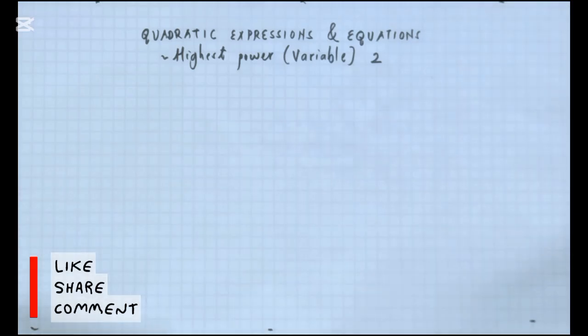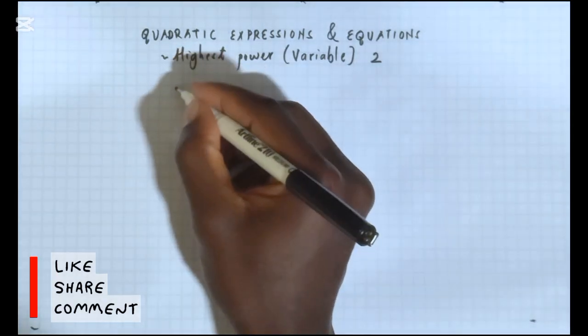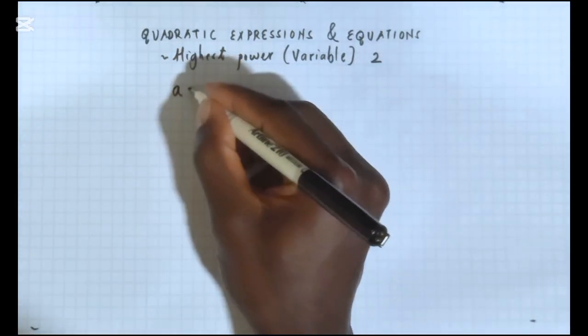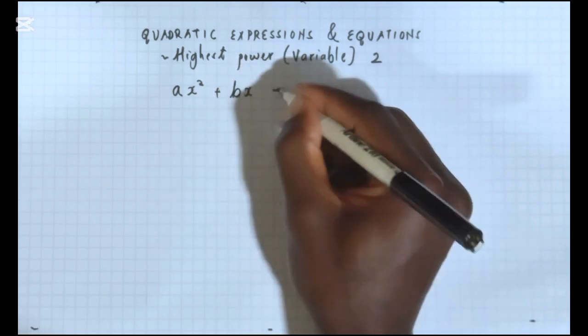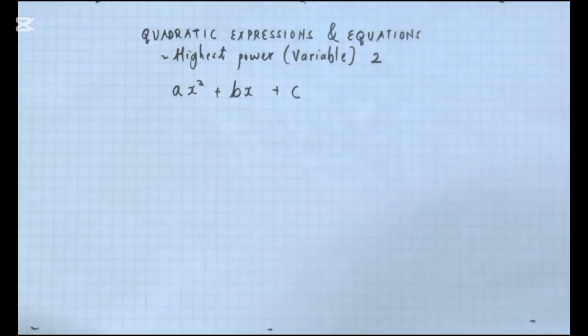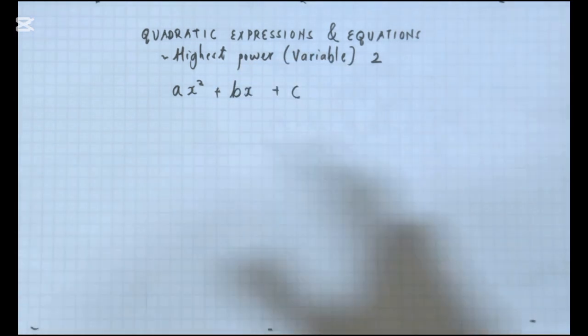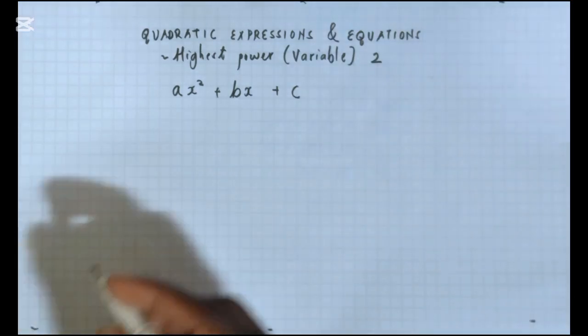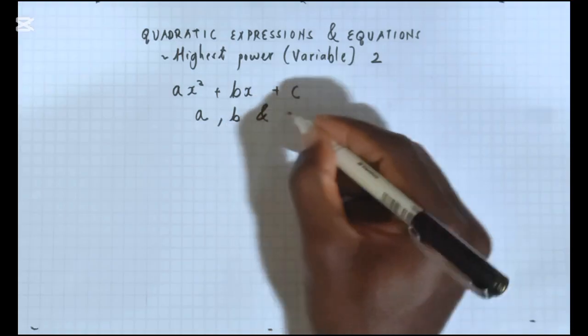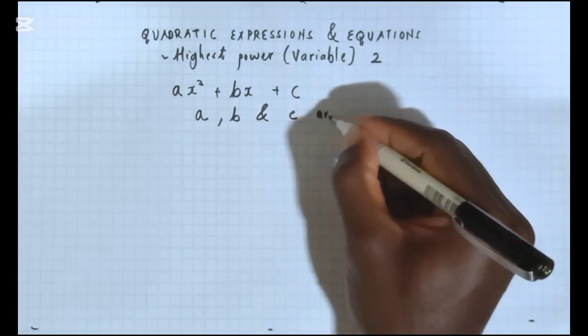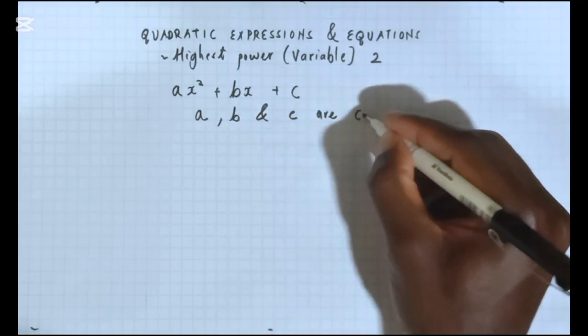Maybe if I just give you a general format of what a quadratic equation would mostly look like. So usually they are in the form ax squared plus bx plus c. Yeah, so this is how a quadratic expression would look. And in this particular case, a, b, and c are usually coefficients.